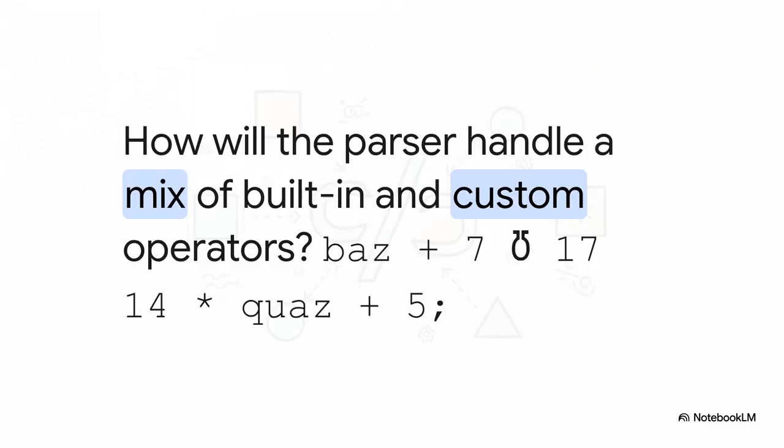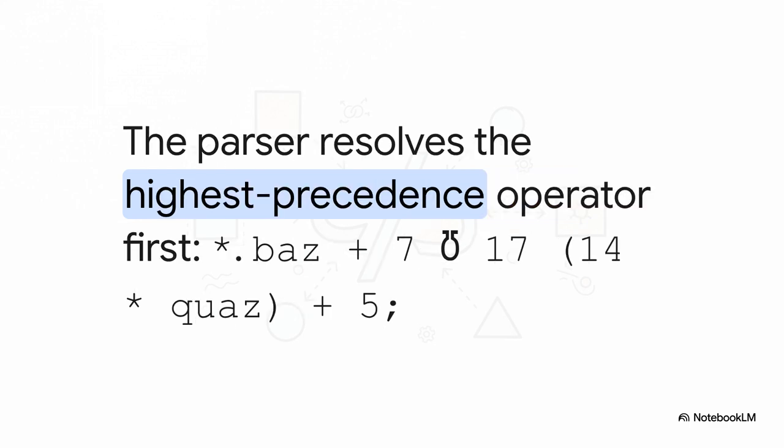All right, let's actually see how this plays out. We've got this line of code that mixes everything together: plus, multiply, and our new custom operator. So, what happens first? Well, thanks to those bands we just talked about, the parser first scans for anything in that top-tier high precedence band. And it finds one, the multiplication. So before it does anything else, it handles 14 times quaz and groups that up.